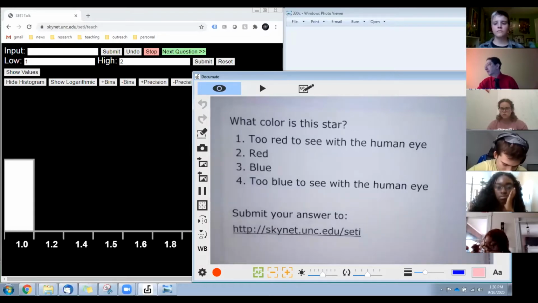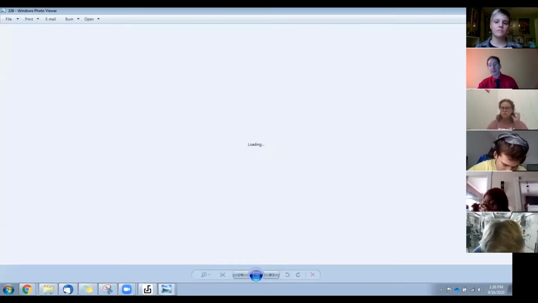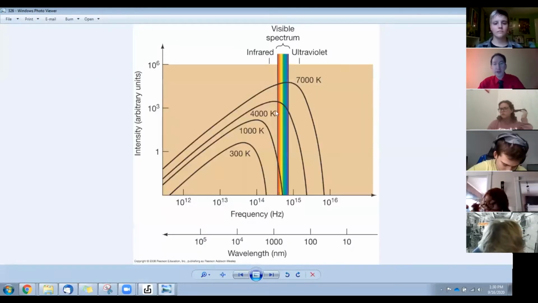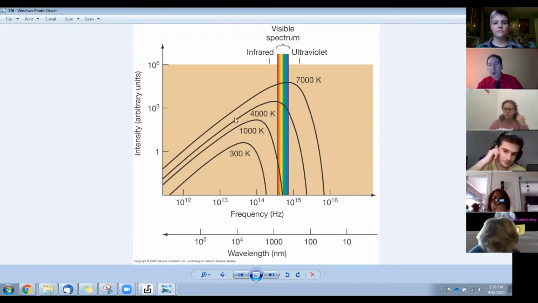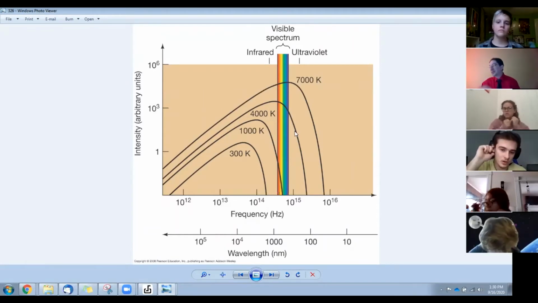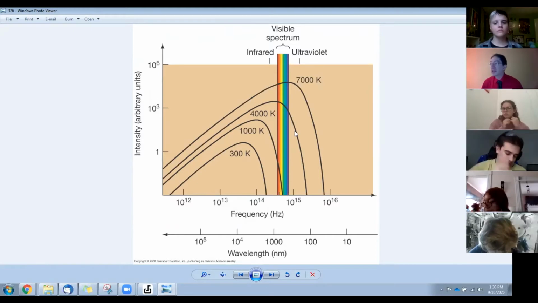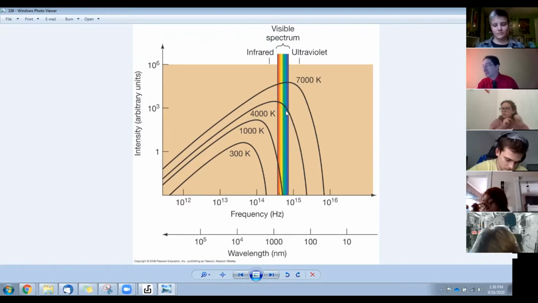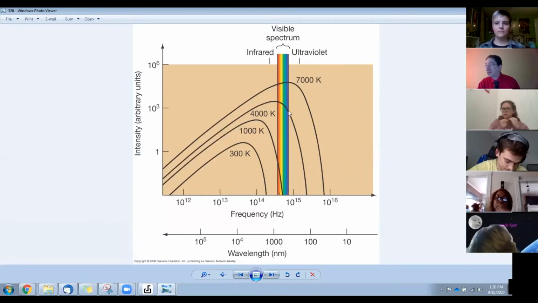Let me pull up the figure here. In fact, we have 4,000 on here as one of the examples. The peak is just a little bit too red to see, but it's a broad distribution. And I wasn't asking you if the peak was visible. I was asking you if the star was visible. And you can see that this distribution does intersect the visible band. And since the peak is over in the infrared, that means there's going to be more red light than blue light. So the star is indeed visible and it's red.